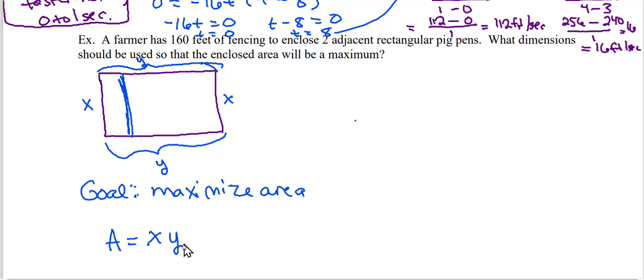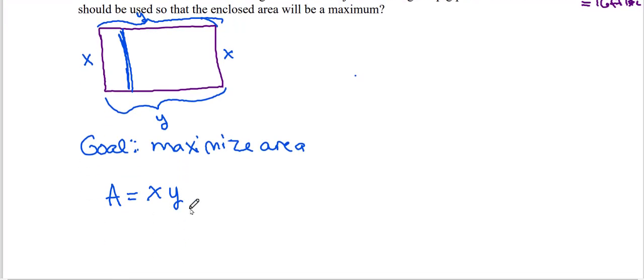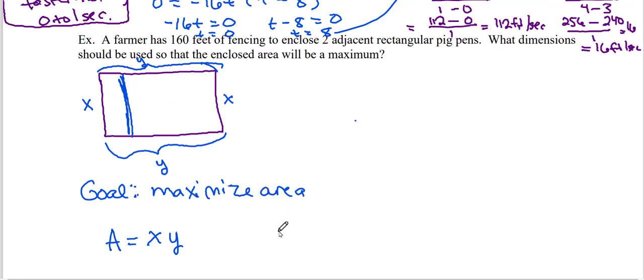The problem here is we have three unknowns. We have area, we have X, and we have Y. X and Y would be like two independent variables where area would depend on what those are. We'd like to get that to be a function of one variable instead of two. So we need to think about what other information we have that we haven't used.